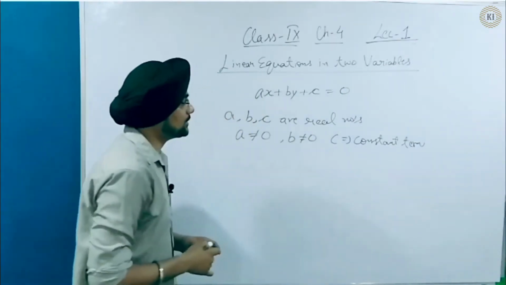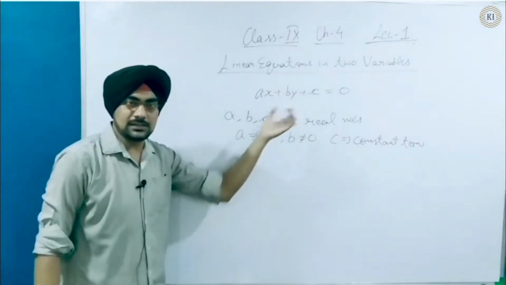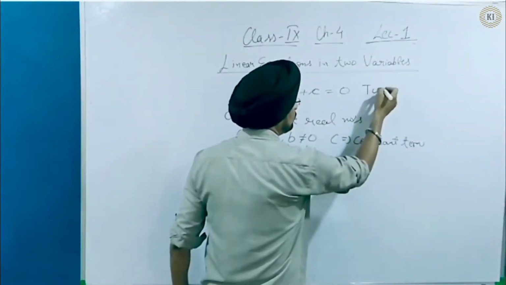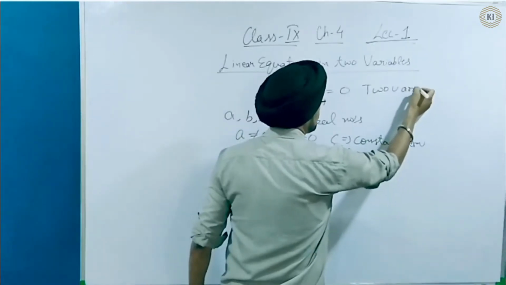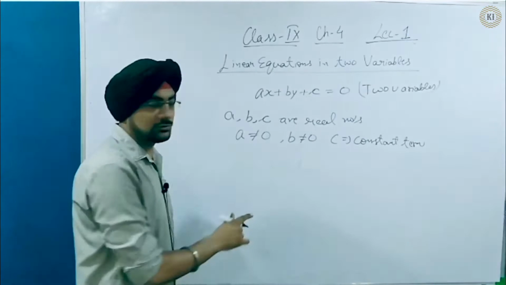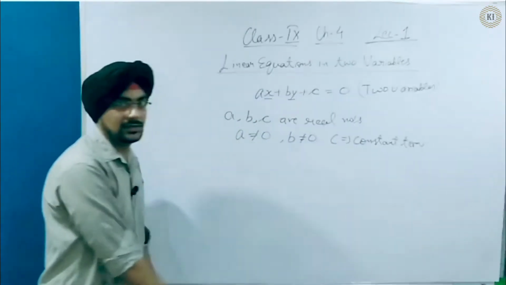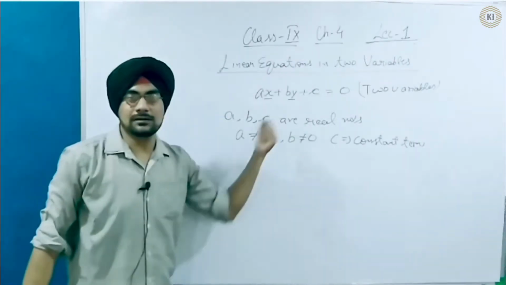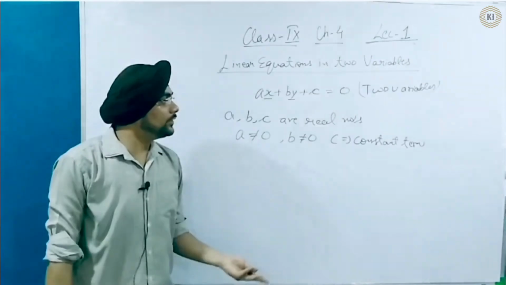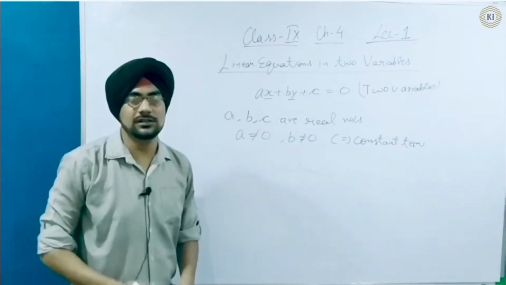Any equation written in the format ax plus by plus c is equal to 0 will be termed a linear equation in two variables. Now why are we saying two variables? Because two variables have been used here. You can see variable x and variable y. That is why it is termed linear equations in two variables. Now we are going to solve some questions based on this format.